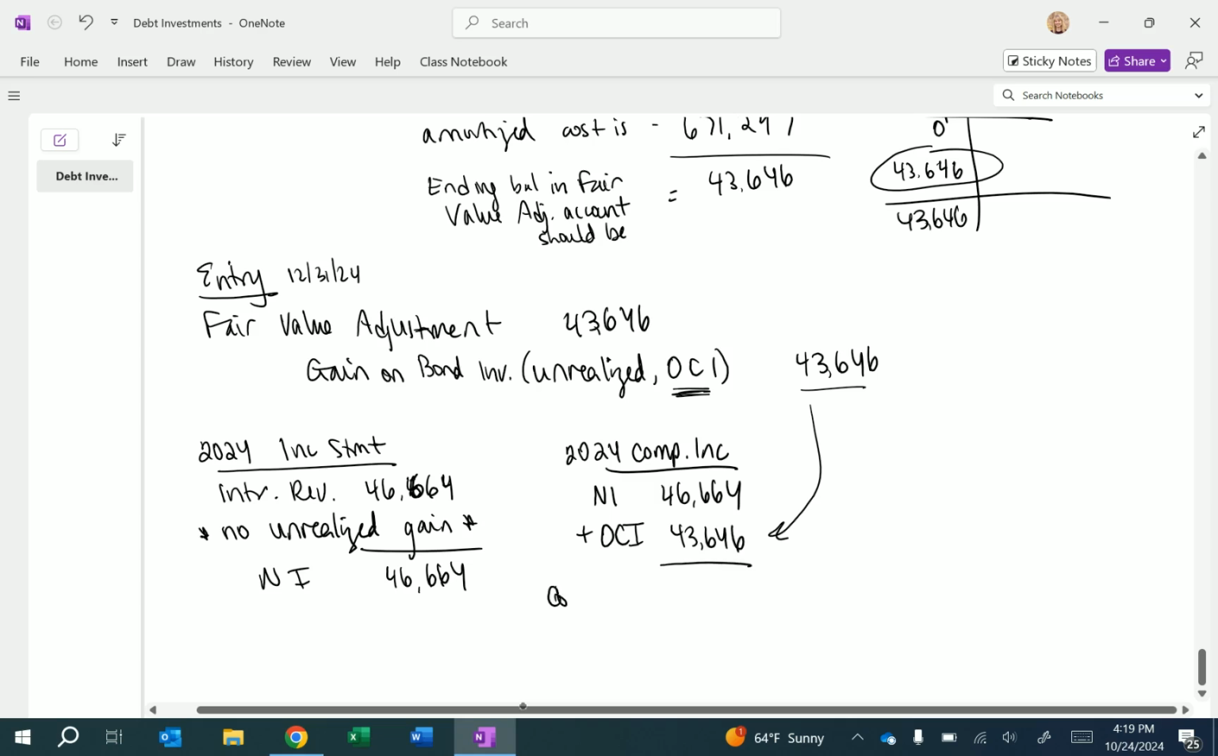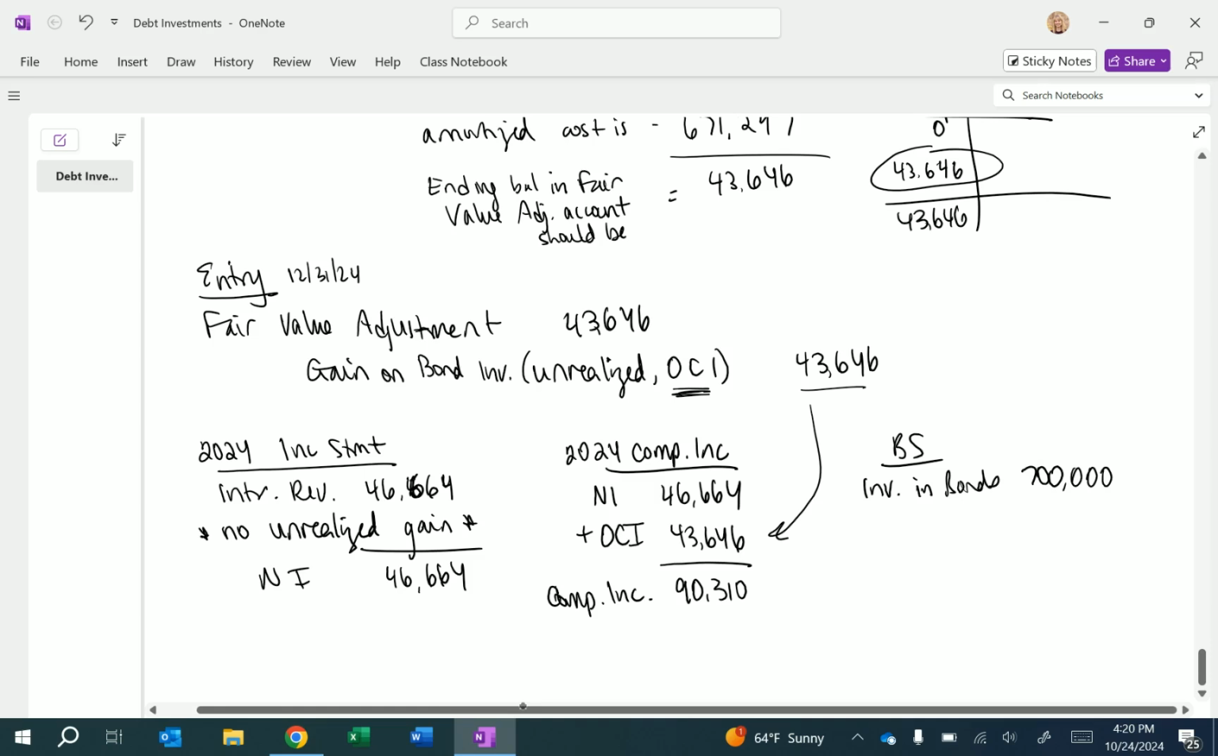So investors who are interested in comprehensive income, or the unrealized gain on this bond investment that may or may not be sold, can find it on this statement of comprehensive income. And the balance sheet looks exactly the same as it would under any of the other classifications. We have investment of bonds.